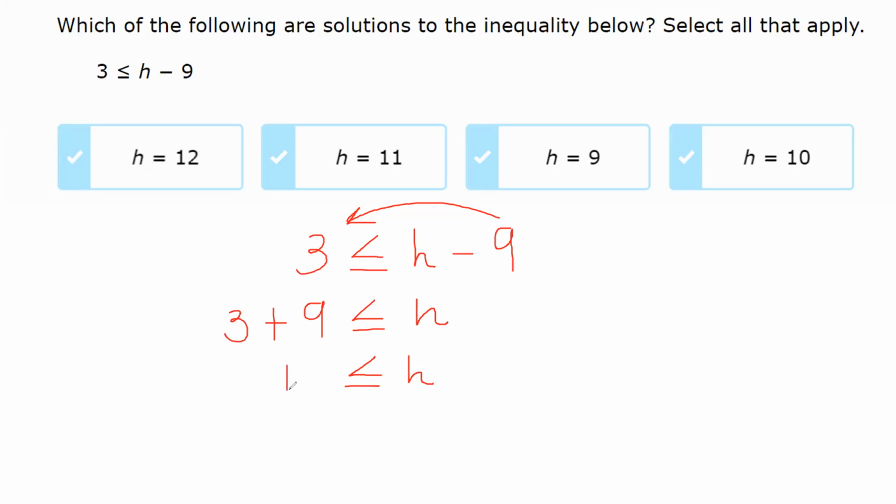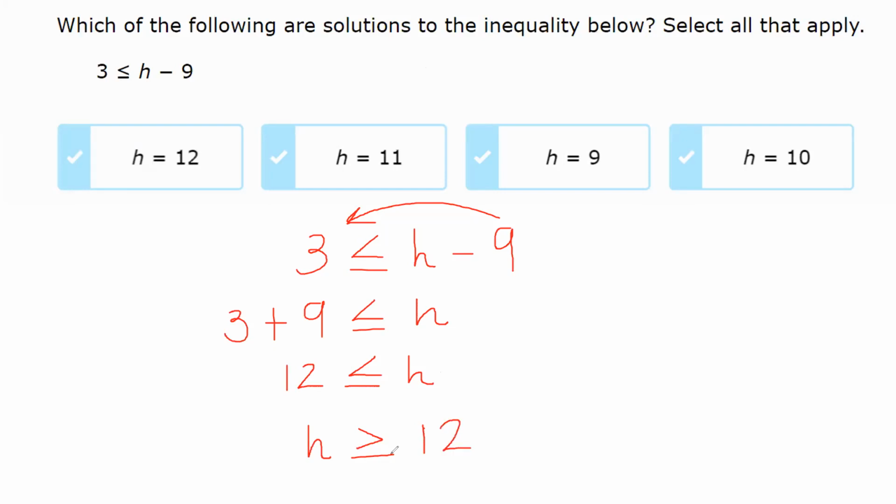Definitely 12. And so we have 12 is less than or equal to H. So if 12 is less than or equal to H, what is H? H is going to be greater than or equal to 12. So H is greater than or equal to 12.